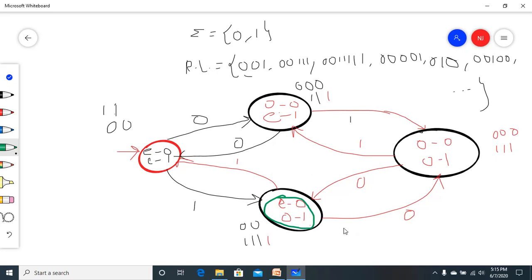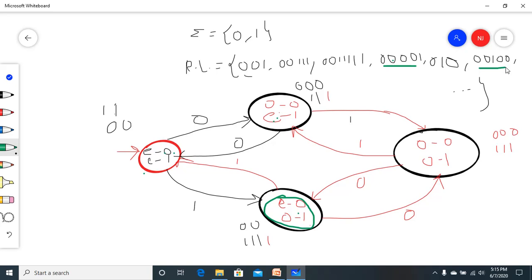So let me check one example. We are in the current starting state. In this state we read 0, we come back to the state. 0, this state, then 0, this state. And after reading 1 from this state, we are in this state. That means we are in the final state, and the number of zeros is even and the number of ones is odd.